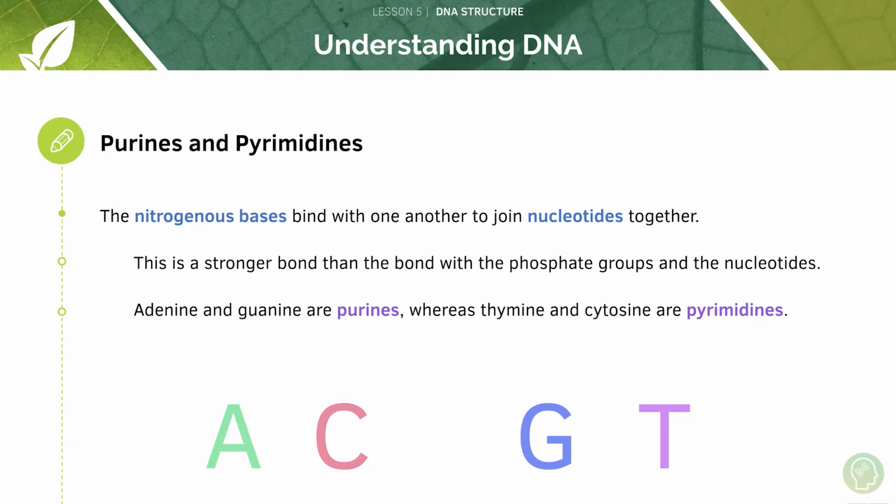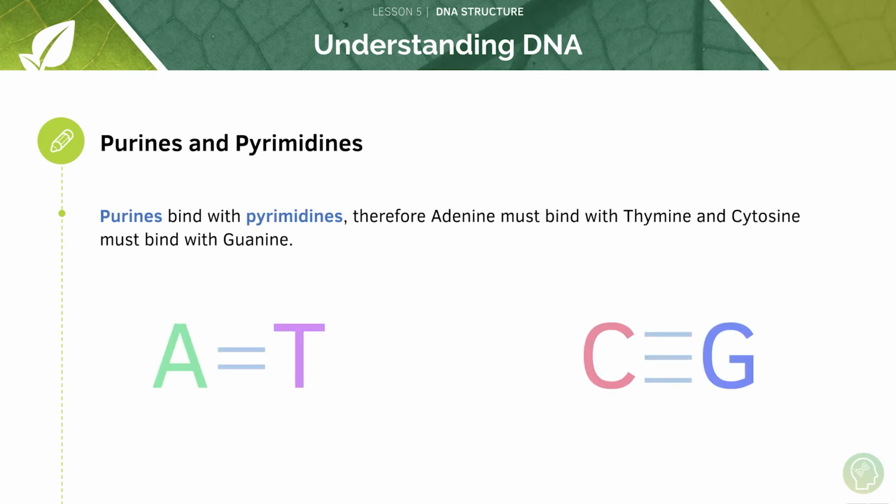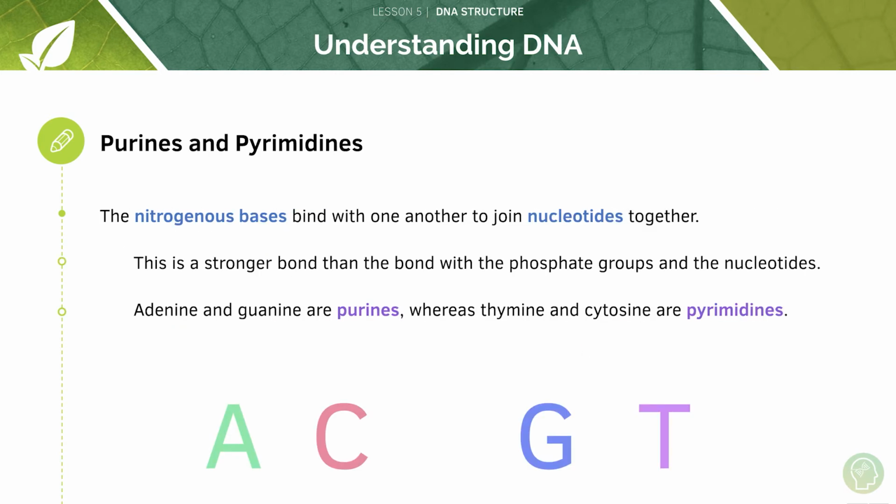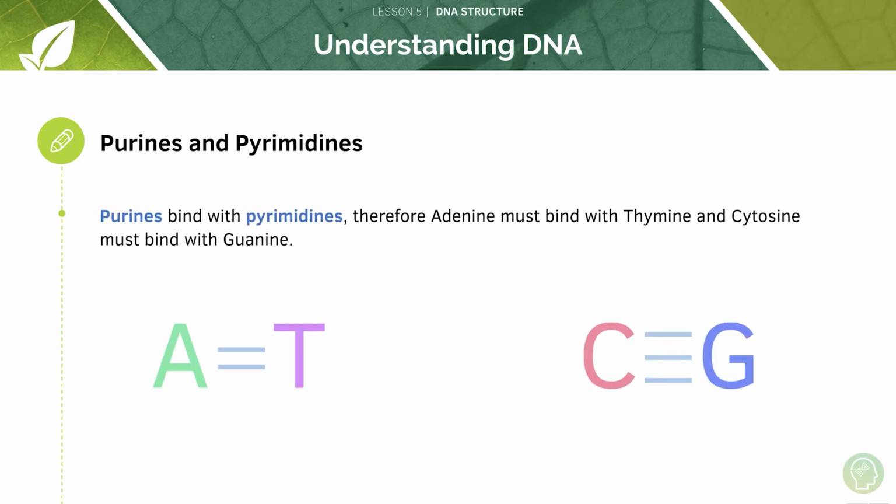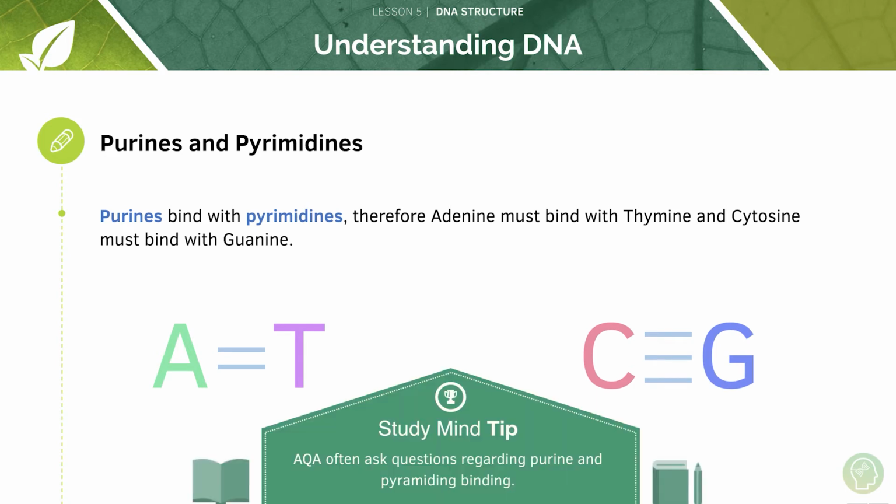So adenine and guanine are purines, whereas thymine and cytosine are pyrimidines. So that's just a method of classification of the bases, okay? But just commit that to memory. The reason why that's important is that purines bind with pyrimidines. Therefore, adenine must bind with thymine and cytosine must bind with guanine. And so it's always A and T binding and always C and G binding. And you need to commit that to memory because that will be tested really easily in the exam.